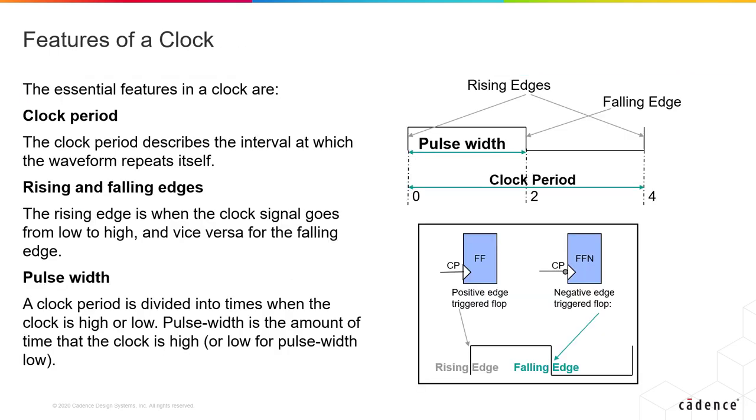The clock has multiple properties. One of them being the clock period, which defines at what interval the waveform repeats itself, and then you have the rising edges and the falling edges. The rising edge is when the clock is going from low to high, the falling edge is when the clock is going from high to low. The pulse width is determined based on how much the clock is high.